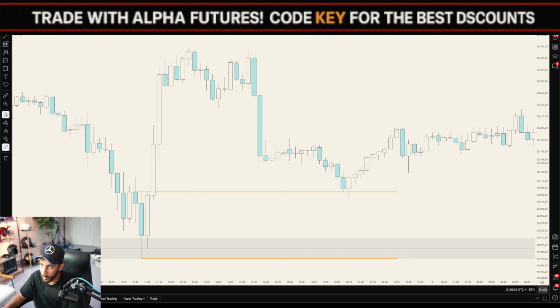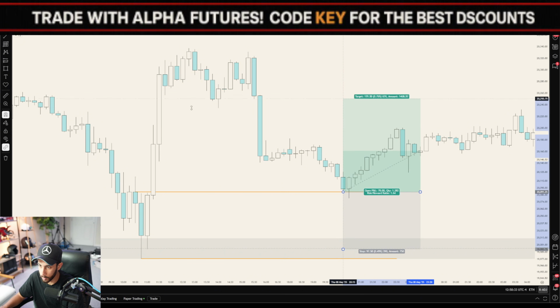So we have our retest right here. You want to long the order block. And let's just say we have a stop loss at this low, right? And then we want to target the opposing side of liquidity. In this case, you can either target the highs, right?